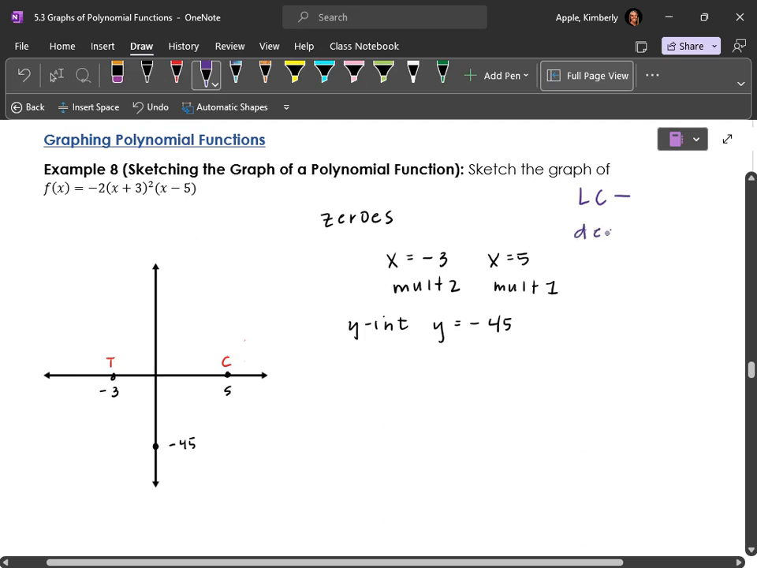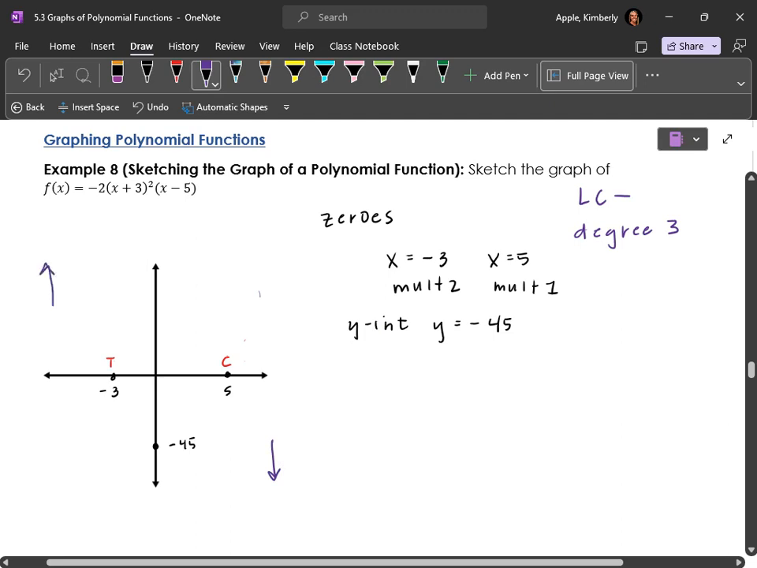And the degree of this function is 3. There's 1, 2, 3 roots. And so that means that it's an odd degree polynomial. The leading coefficient is negative, so we'll start going down. And on the left-hand side, we're going to do something different.